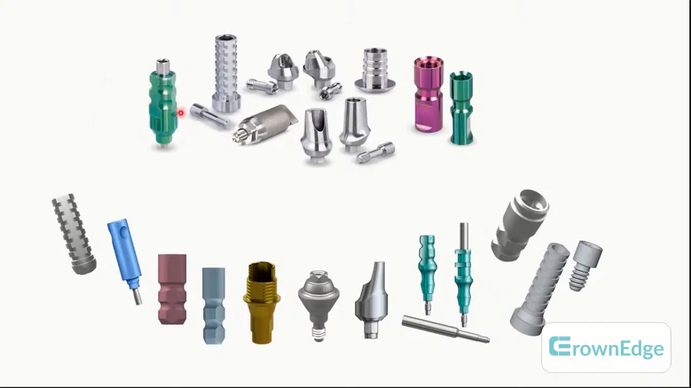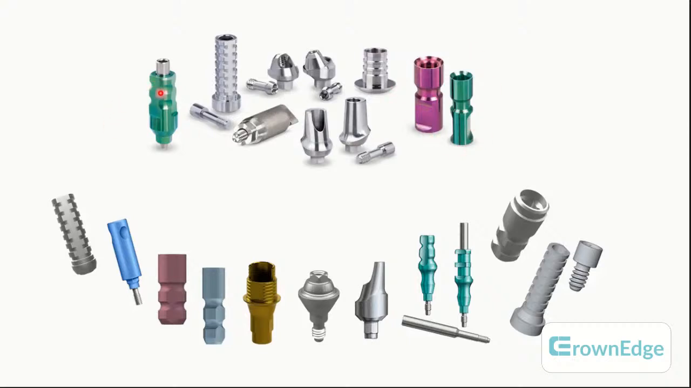What you see over here are your impression copings. This is the closed tray impression coping, where you can see the screw which is very much on top of the head, and this is an open tray impression coping. There's a big difference between both of them. So I have straight abutments, angulated abutments, closed tray impression coping, open tray impression coping, and this is referred to as a lab analog.